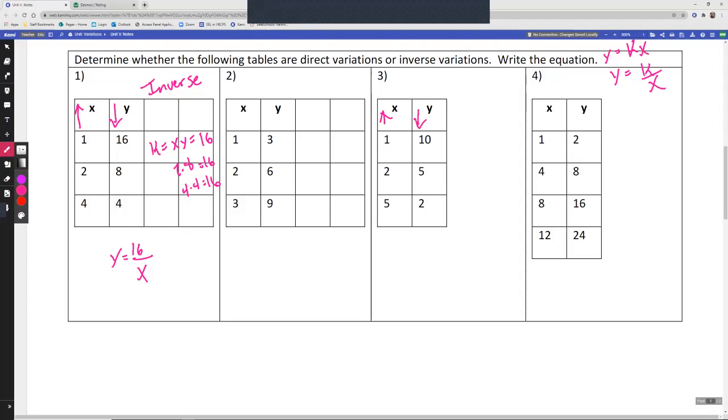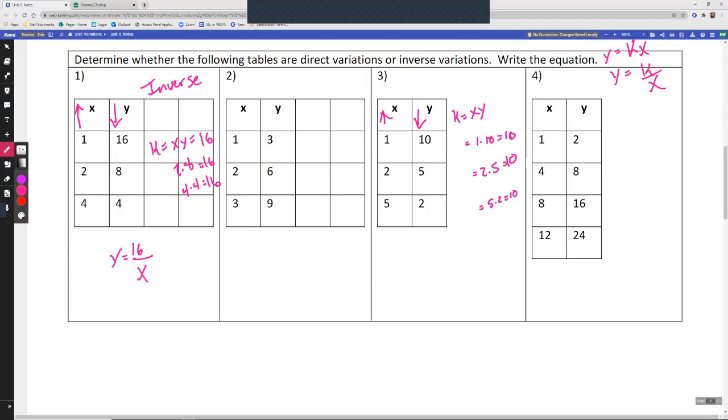My next step is going to be to set up my k equation. So k equals x times y. And we get that because y is equal to k over x. I'm going to substitute my values in here. 1 times 10 is equal to 10. And then we've got 2 times 5 is equal to 10 as well. And then 5 times 2 is equal to 10.